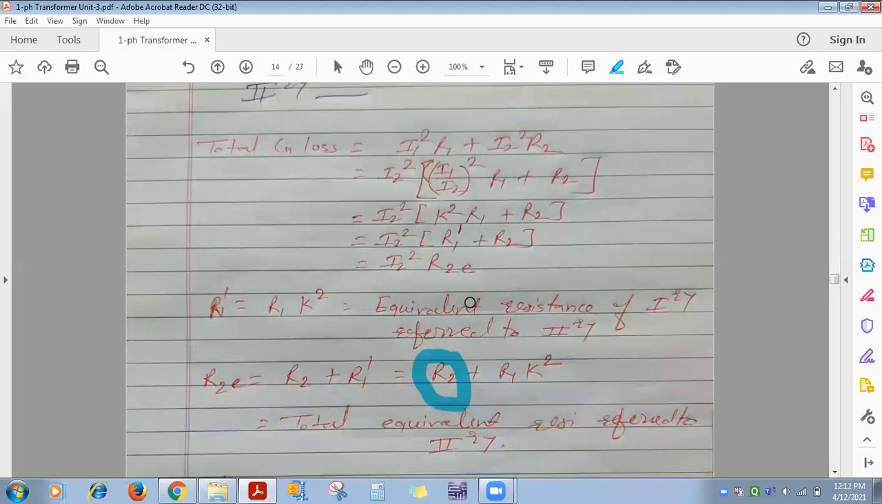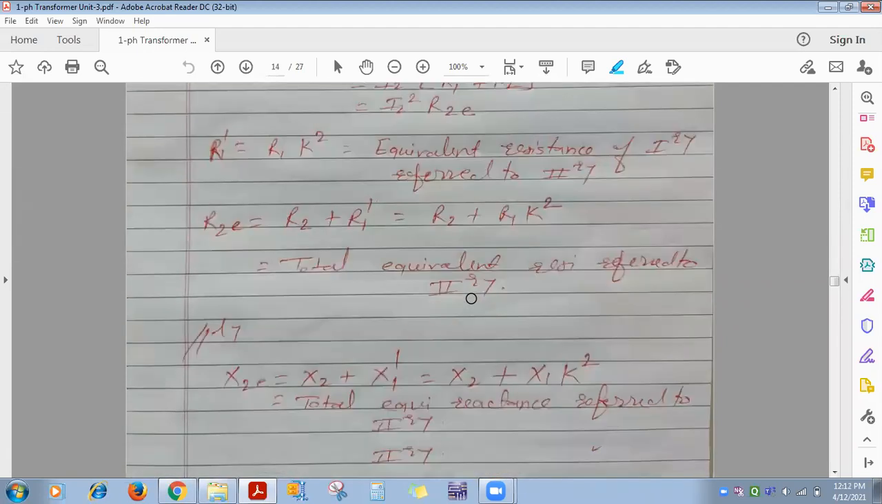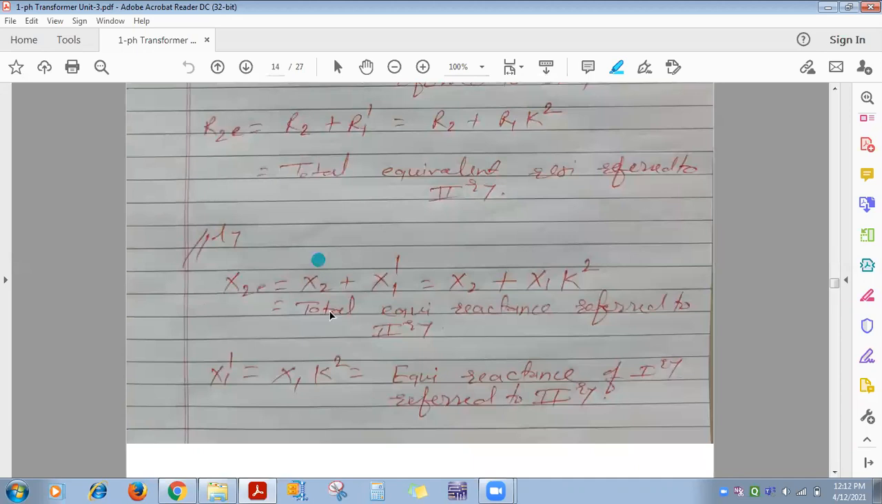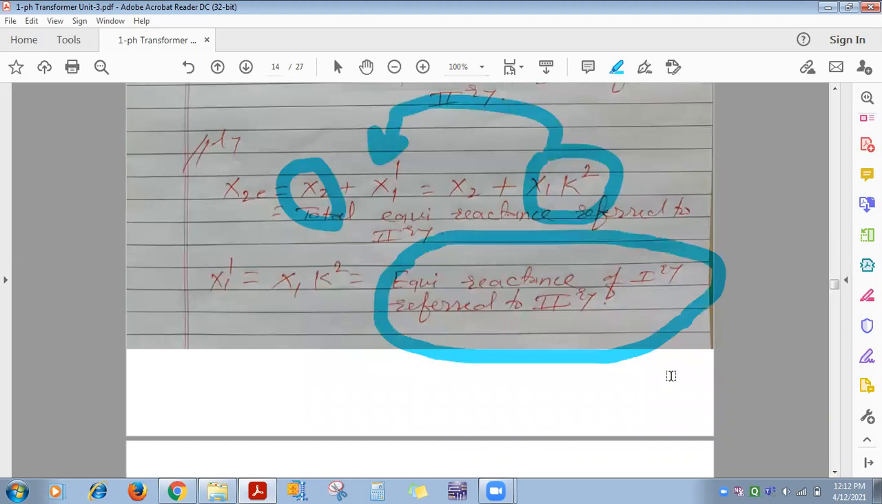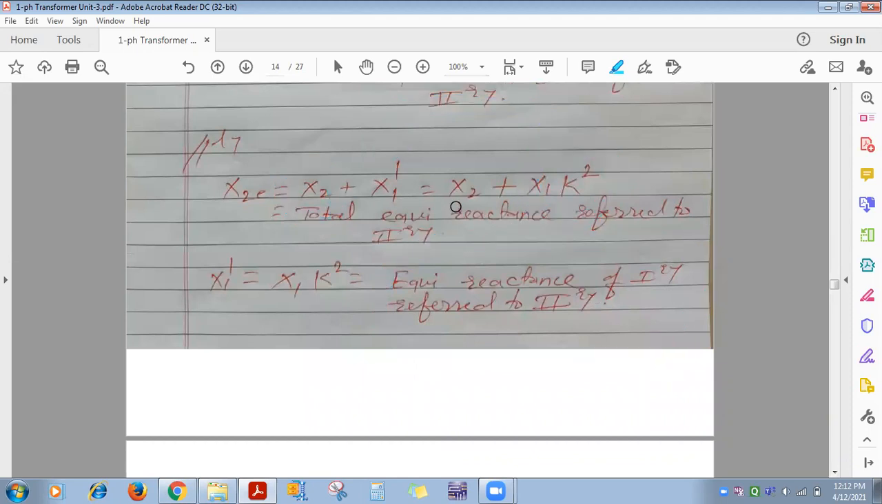Similar, parallel things, isn't it? Same with reactance. On secondary X2 is already there. From primary to secondary, you will do X1 into K square. That is called X1 dash, the equivalent reactance of primary referred to secondary. Add it with X2, and that will be X2E, the total equivalent reactance referred to secondary.